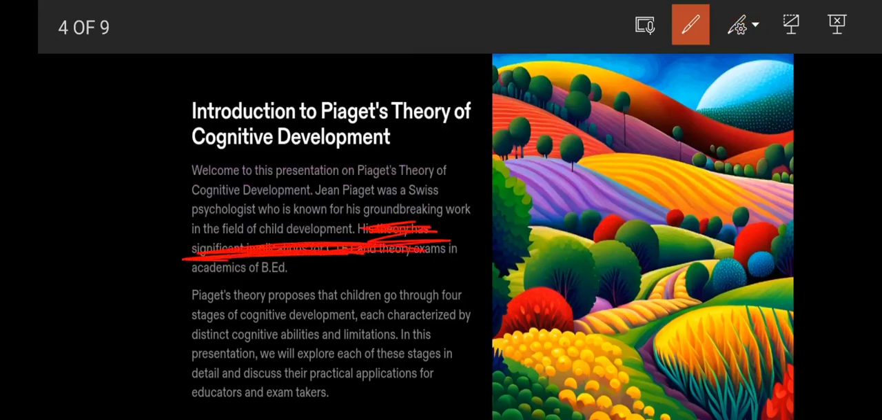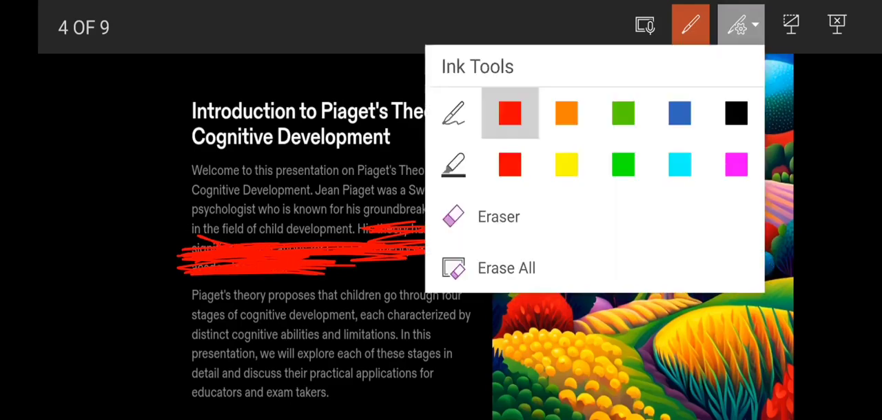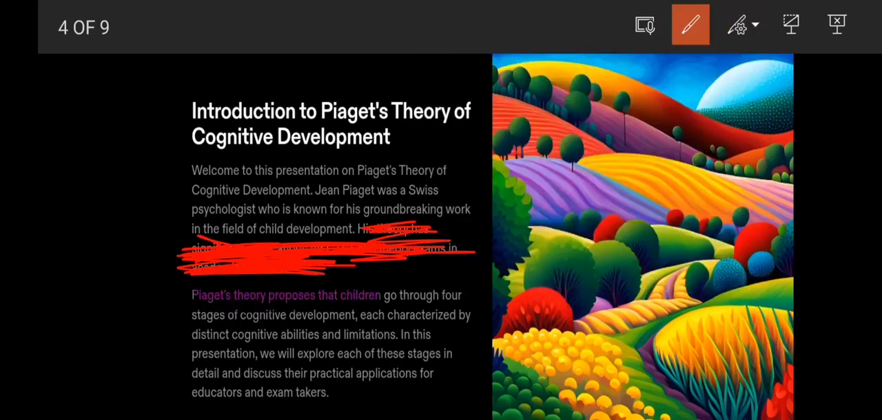So his theory also has significant implications. Piaget's theory proposes that children go through four stages of cognitive development, each characterized by distinct cognitive abilities and limitations. In this presentation, we will explore each of these stages in detail and discuss their practical applications for educators and exam takers.